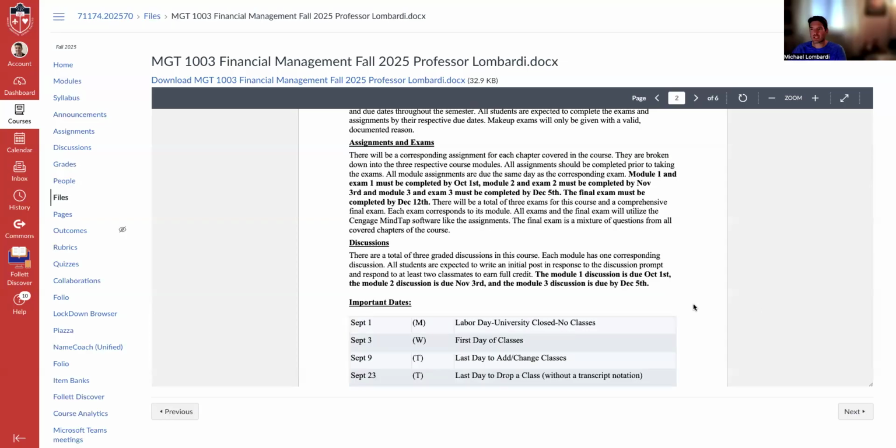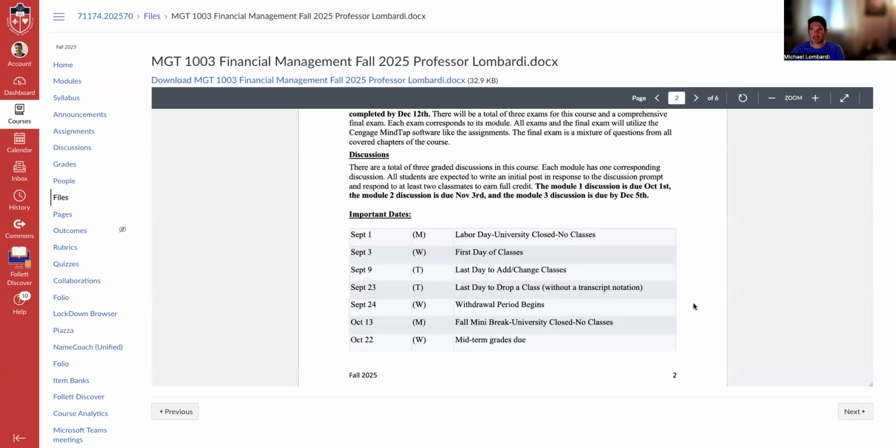We have 3 graded discussions in this course, each one corresponding to a major topic from one of the modules. So Module 1's discussion is due with the rest of Module 1, Module 2's discussion with the rest of Module 2, Module 3's discussion with the rest of Module 3. So each of the module discussions are due with the respective modules.